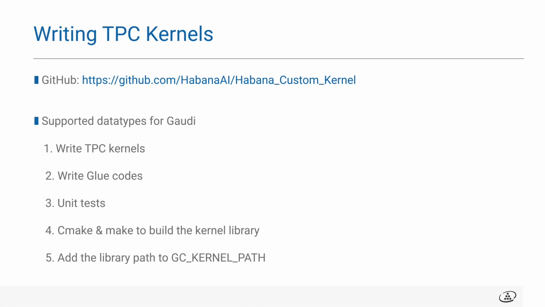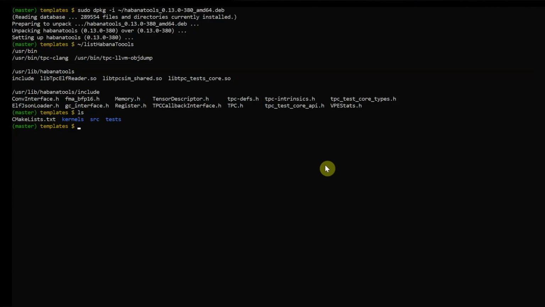Let's go back to the demo and go through all that code. You can see here we have 3 folders: kernel, source, and test. Inside the kernel folder, we have Gaudi. The Gaudi folder contains all the kernels that will run on the Gaudi device. Let's use the filter as the example here.